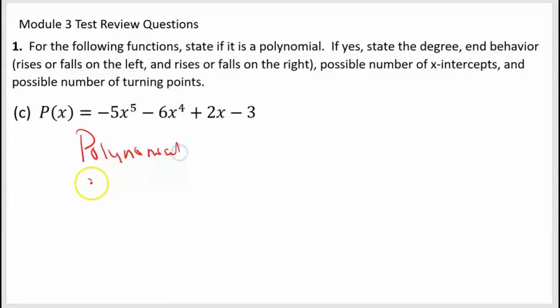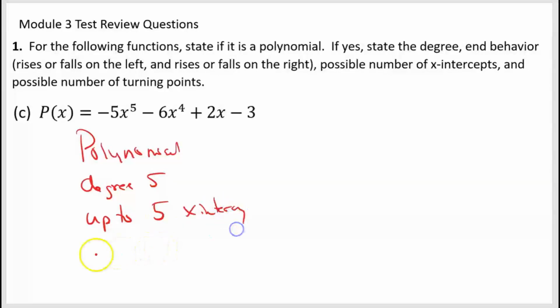Okay, it is a degree 5 because the highest exponent of your variable is 5, which means it has up to 5 x-intercepts, right? And up to 4 turning points. The x-intercepts is always as high as the degree, and the number of turning points is always as high as the degree minus 1. How about end behavior?